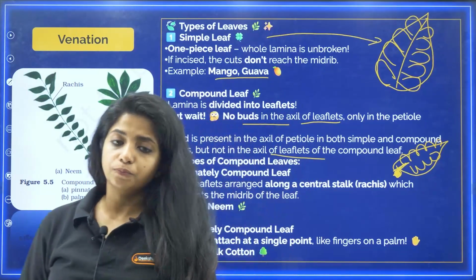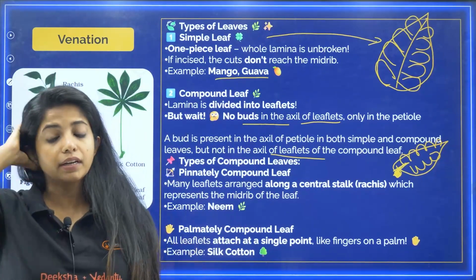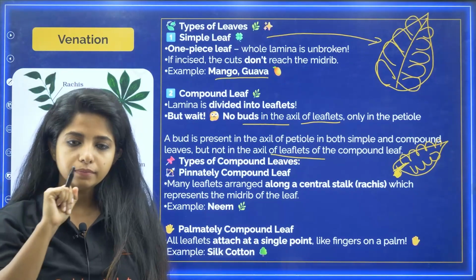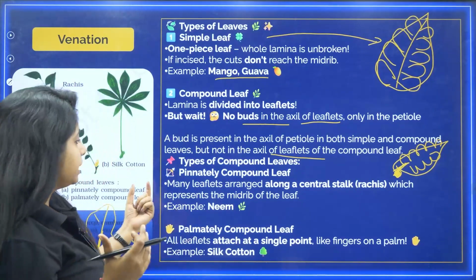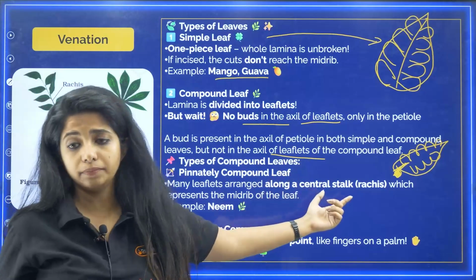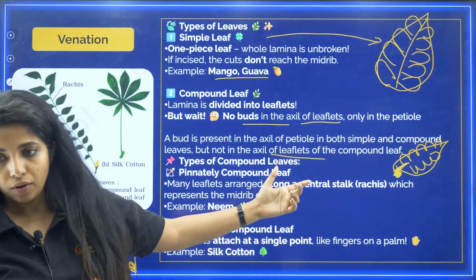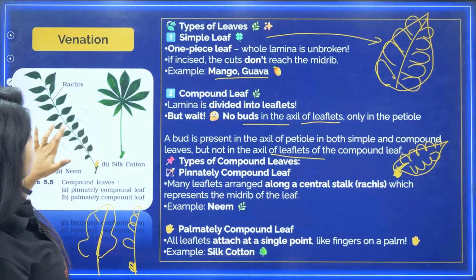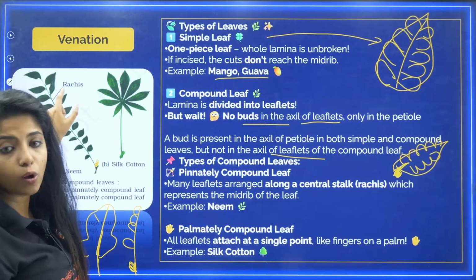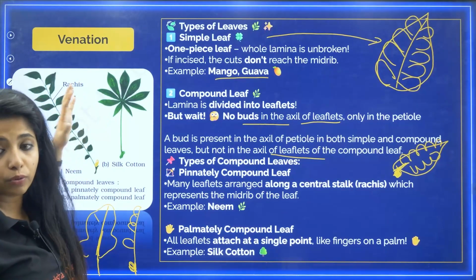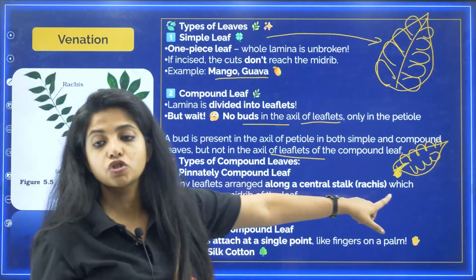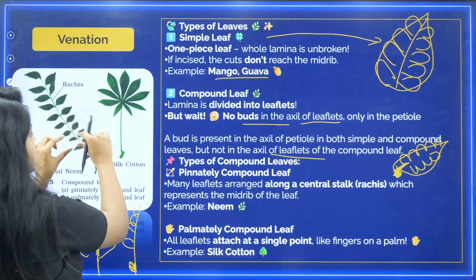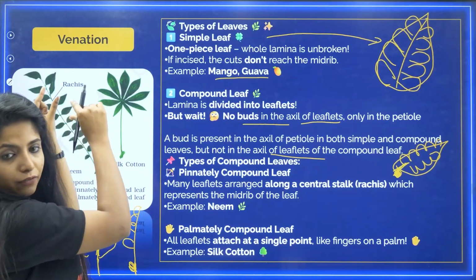That is fine. Now, compound leaves can again be divided into pinnately compound and palmately compound. Pinnately compound means many leaflets are arranged along a central stalk, that is the rachis, which represents the midrib of the leaf. This is the central stalk, the rachis, and along it you have so many leaflets arranged like this.